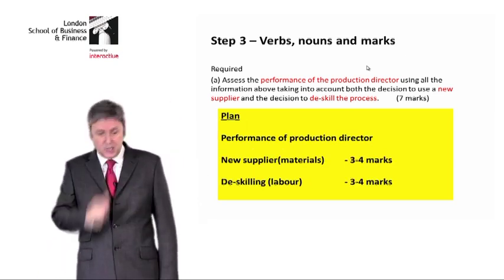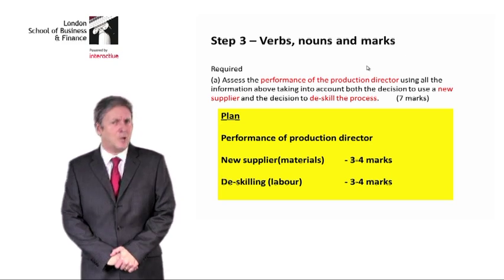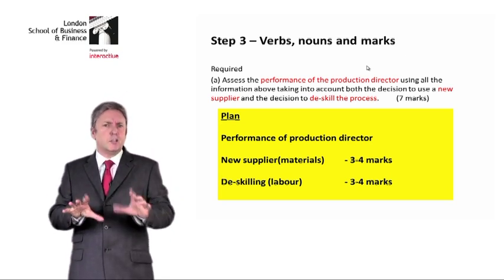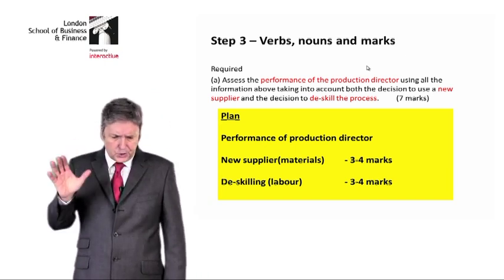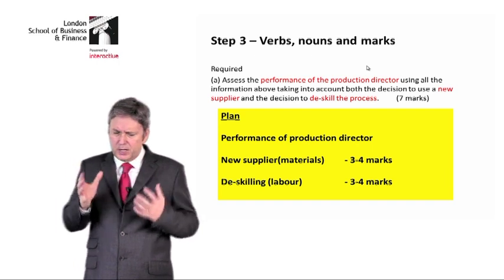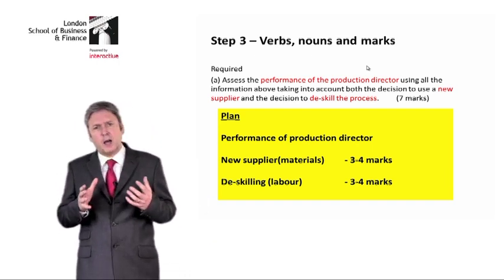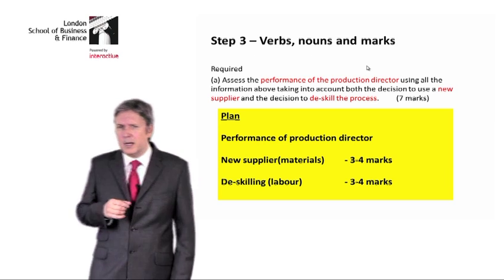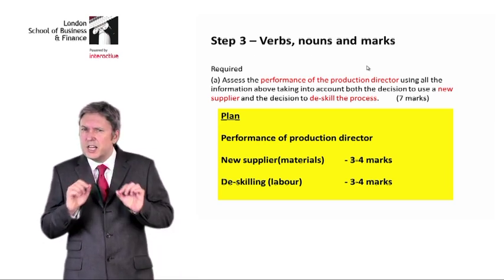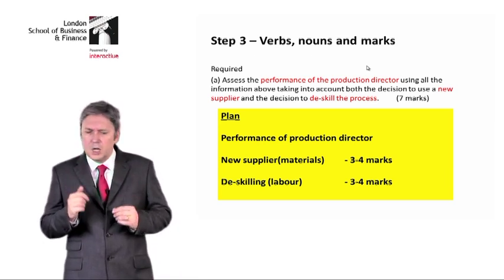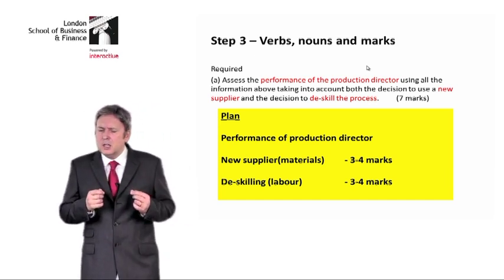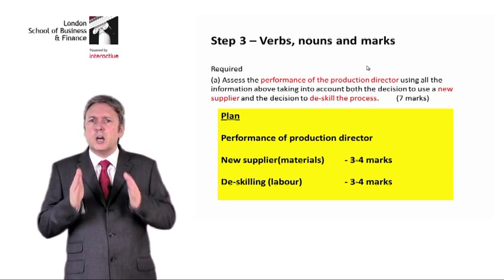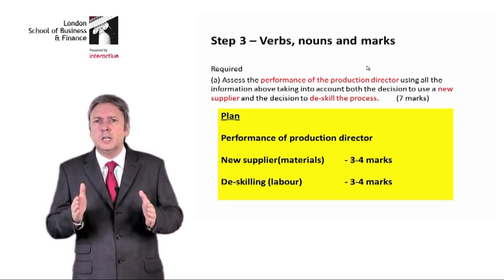So here is my suggestion for the 7 marker. Here's my plan. And of course, when we read through the narrative, we may change this plan slightly. We want to focus on the performance of the production director, and I want to try and look for 3 to 4 marks talking about the new supplier. Now, please note, the new supplier, that suggests it's all about materials, doesn't it? Supply of materials. And de-skilling, that suggests it's all about labour, don't you think? 3 to 4 marks on each, and we will have done our job, won't we? Okay.